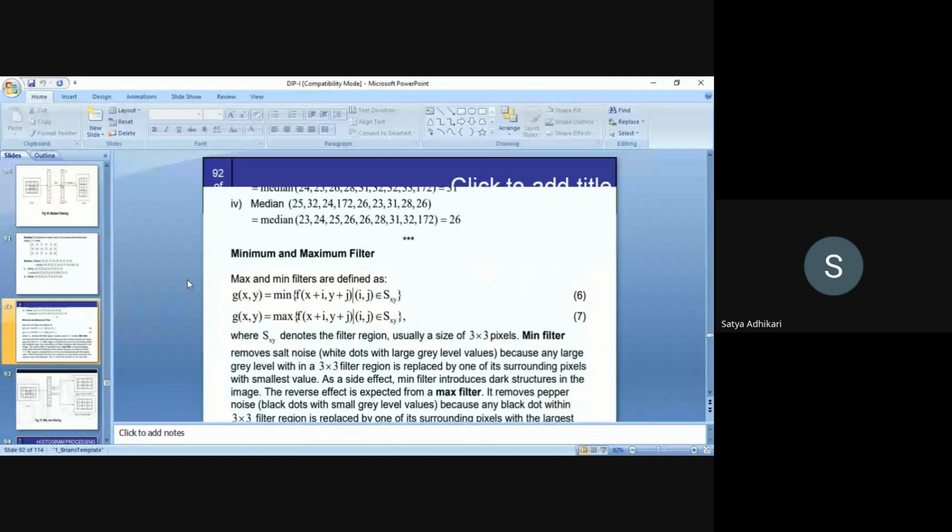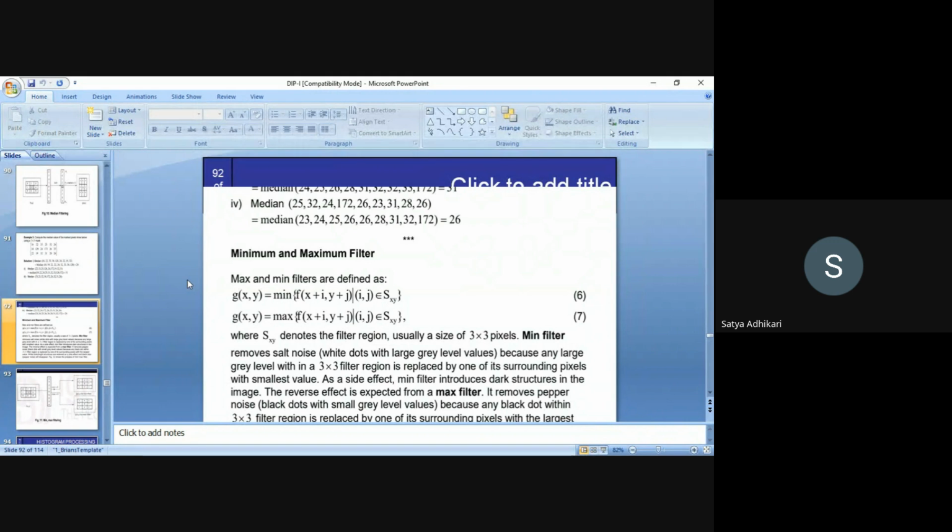The minimum filter removes all salt noise. What is salt noise? White dots with large gray level values. As the name suggests, the color of salt is white. Salt noise means the value is the maximum gray level value. You know that the maximum gray level value is 255, which has a white color. Suppose there is a white spot; that is known as your salt noise.